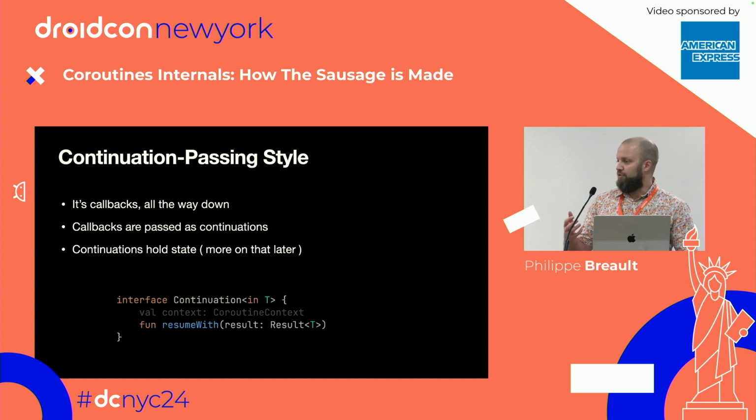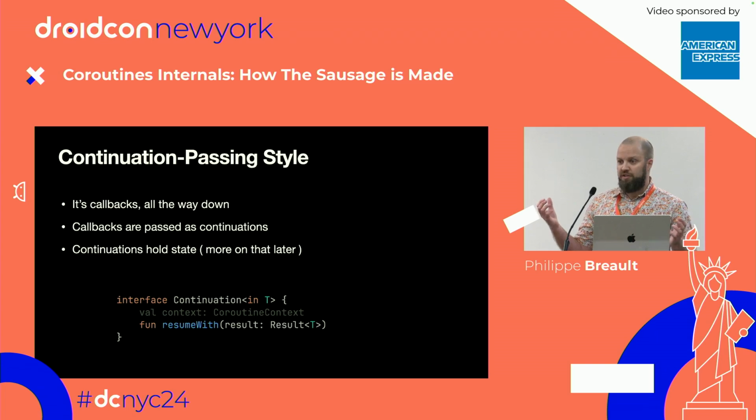But the point of the continuation is to have a general form of a callback that you can use to resume a function after the fact. So it's really just continuations or callbacks all the way down with coroutines. Those callbacks, yes, are continuations, and the continuations even hold some sort of state. We'll talk more about the state they are holding later.